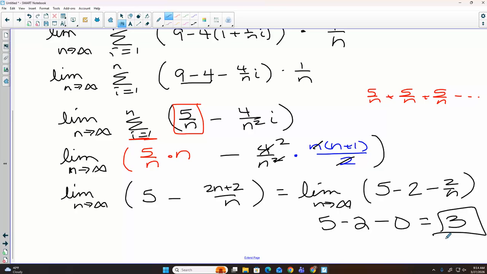Probably won't be a ton of them on the test, but you should expect to see it, and it's worth a decent amount of points because there's quite a few steps there. Anything else on 1 through 15?